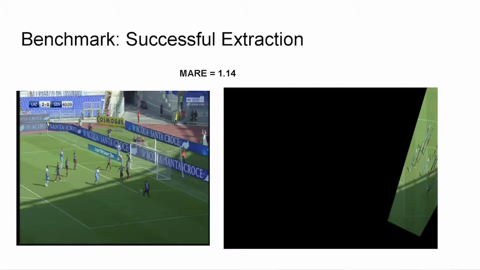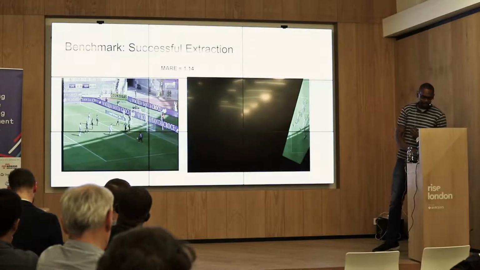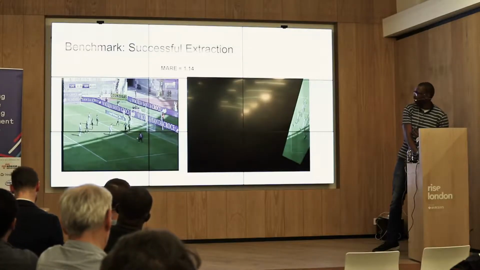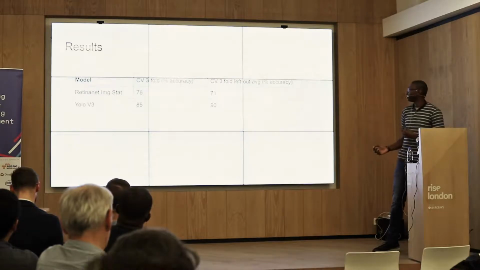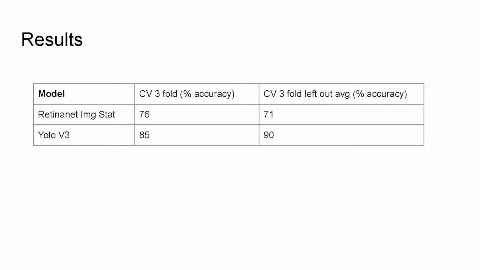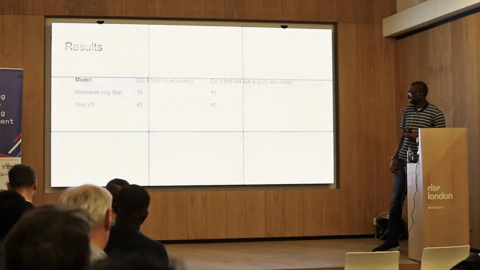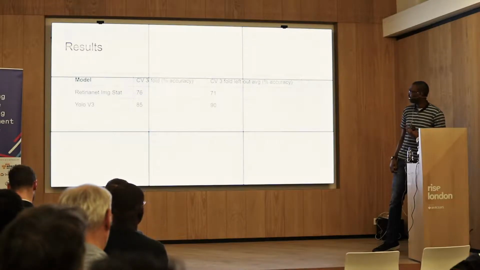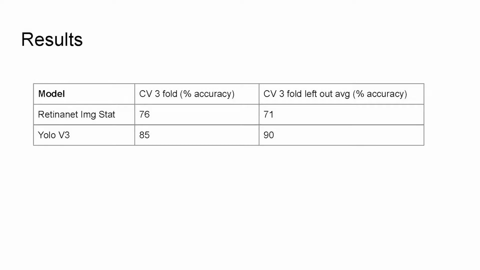And this is an MARE of 1.14, and you can see it's a fairly reasonable approximation of what you would expect in pitch coordinates. So what are the results? These are for two different object detectors. For RetinaNet, the CV 3-fold accuracy is about 76%, and the left-out is about 71. And YOLO V3 did much better, got 85, and it actually did better on the left out.